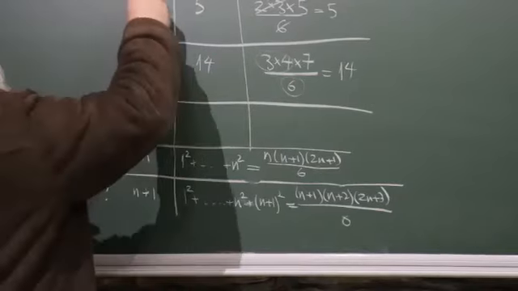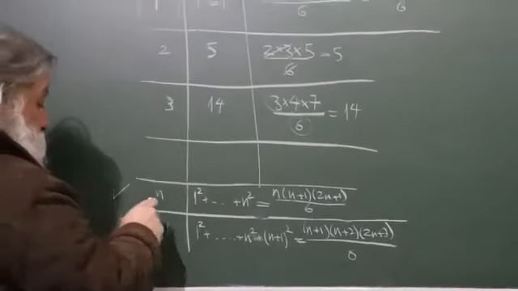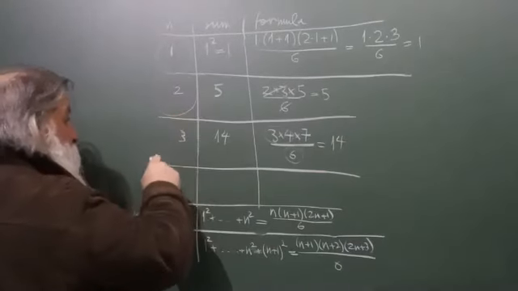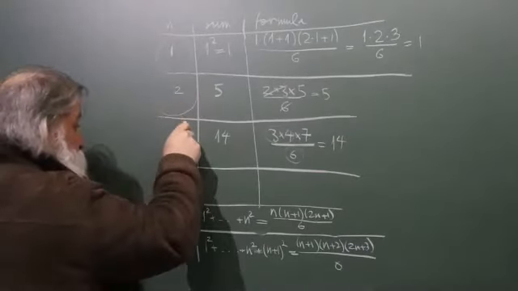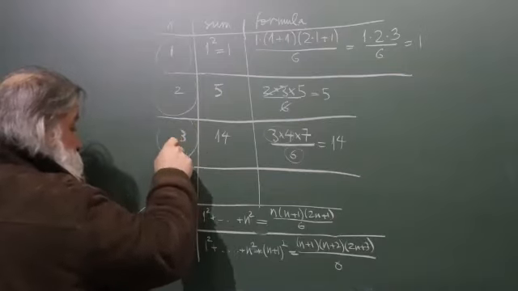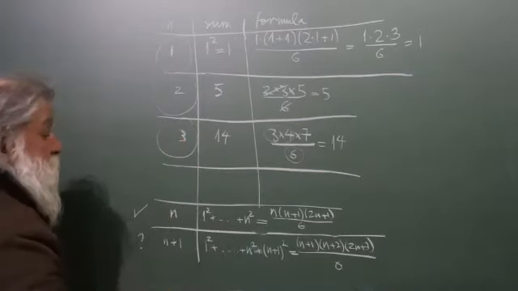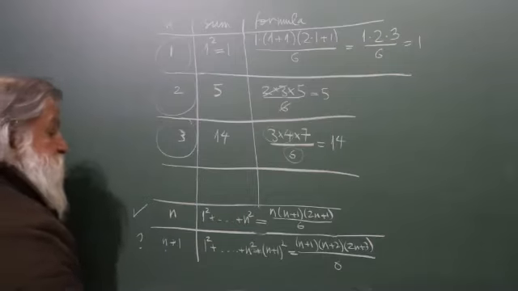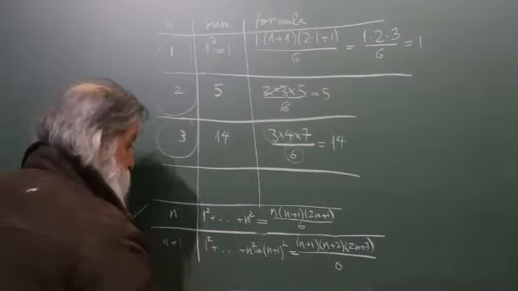Because we know it's true for 1. Well, if it's true for 1, then it's true for 2. Now that we know it's true for 2, it's true for 3. If it's true for 3, it's true for 4, and for 5, and so on. So it's true for all numbers. It's called induction. So let us check that. If this is true, then this is true.